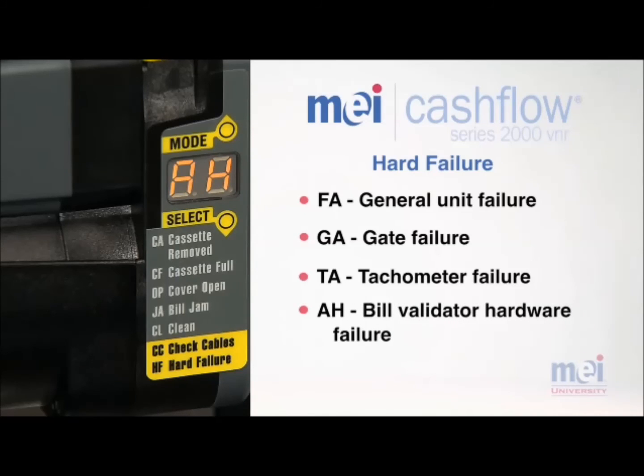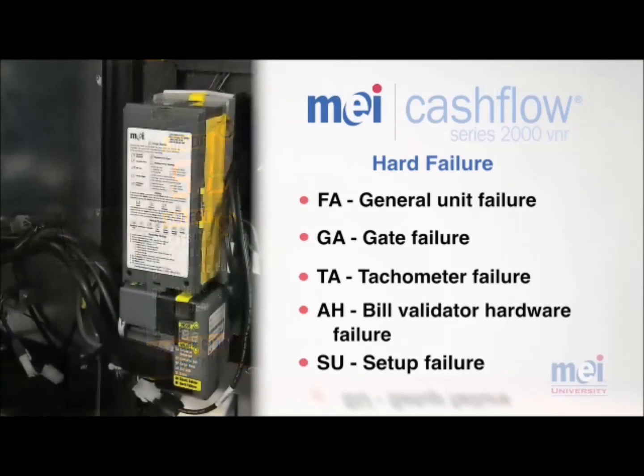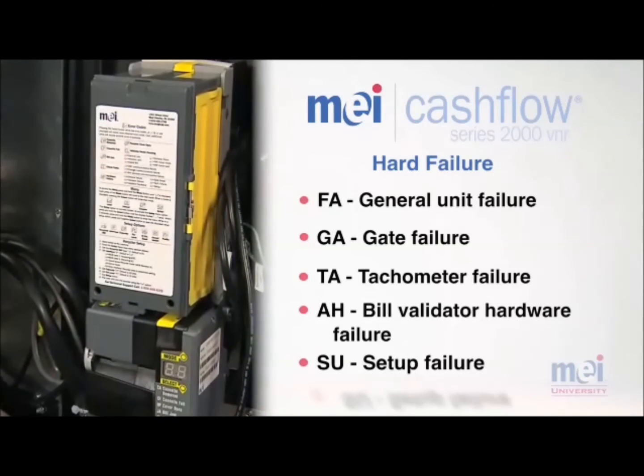AH indicates that there is a failure in the bill validator hardware. SU means that there has been a setup failure and the coin changer is not compatible with the recycler. Also, some units will have the latest VNR label on the back of the cassette. All codes are listed here as well.